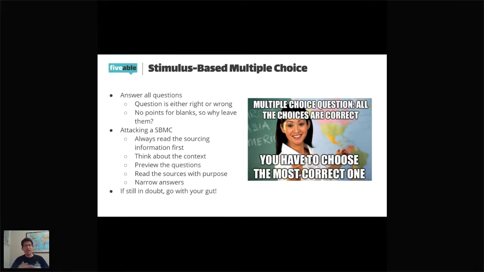Say you have 10 questions left on the test and you just ran out of time, you got really bogged down, you lost track of things. If you answer the last 10 questions with the same answer, you're likely going to get 2 to 3 of those questions correct. And 2 to 3 questions can make a difference in your score in the end. So no points for leaving blank answers. So why leave them? Make sure you fill everything in.